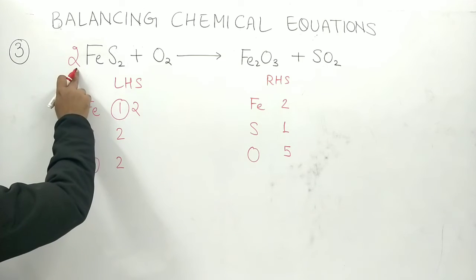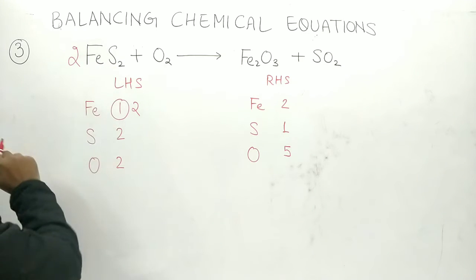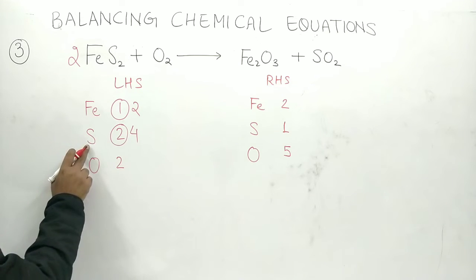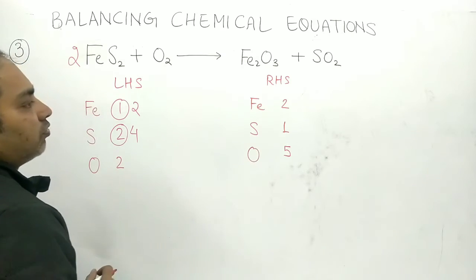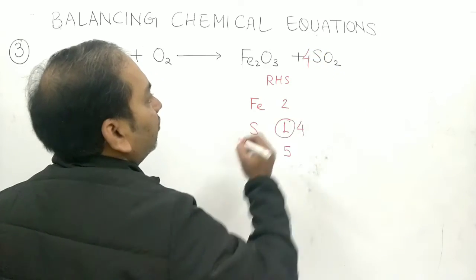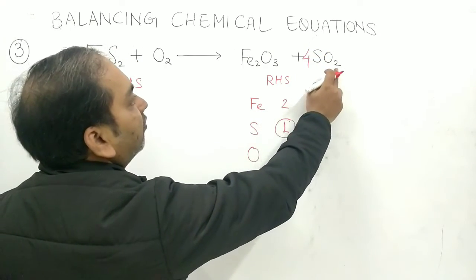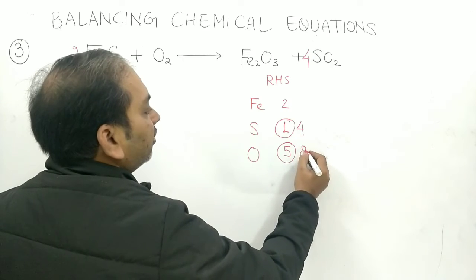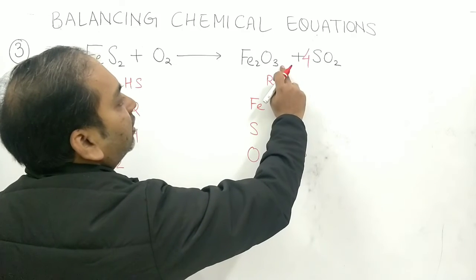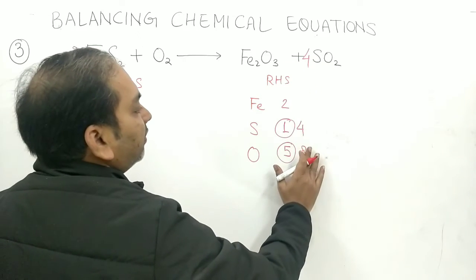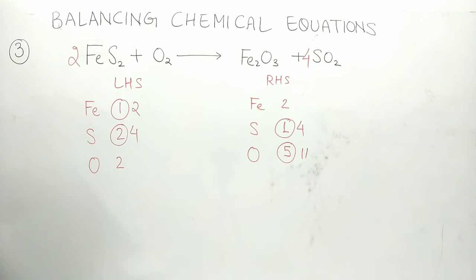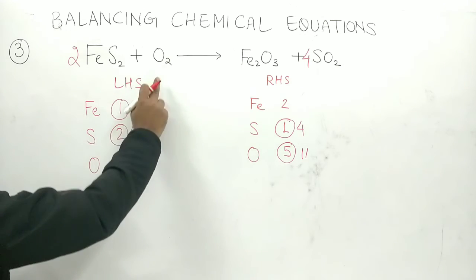But when I multiply it by 2, the sulfur increases from 2 to 4, so this becomes 4. Now sulfur here is 4 and this is 1. So how can I make it 4? I can make it 4 just by multiplying here by 4. But at the same time the oxygen increases from 2 to 8, so this becomes 8. So this is 4 into 2 plus 3, that is 8 plus 3, and this becomes 11. Now this is 2, this is 4, and oxygen is unbalanced. Here it is 2 and here it is 11.